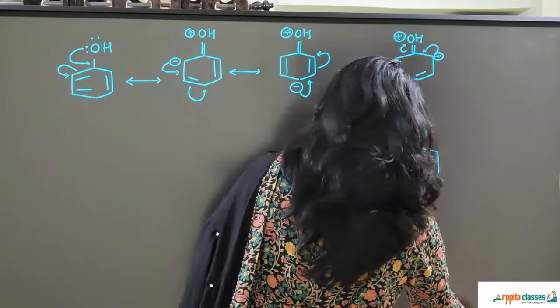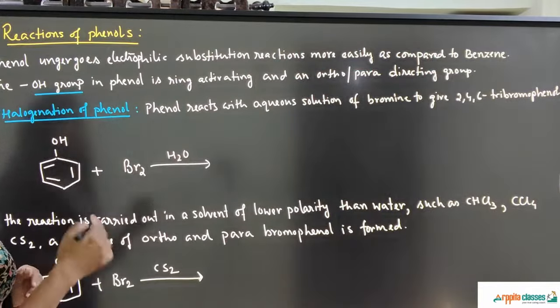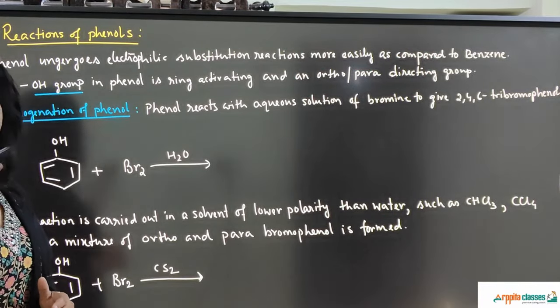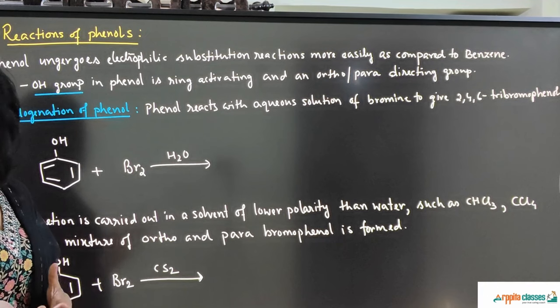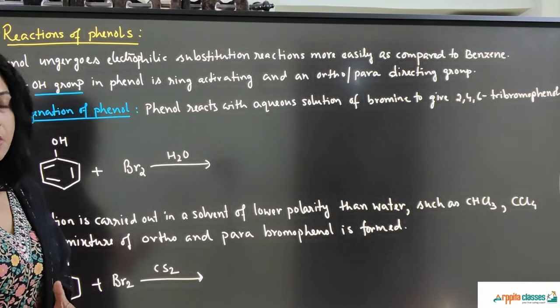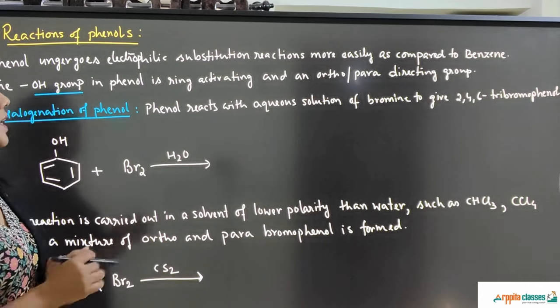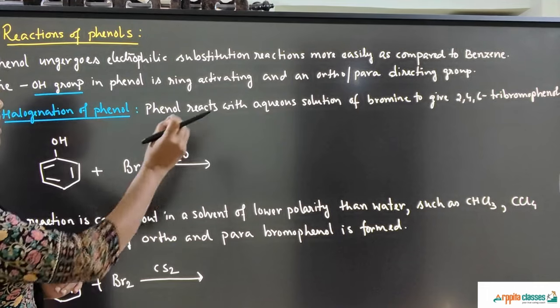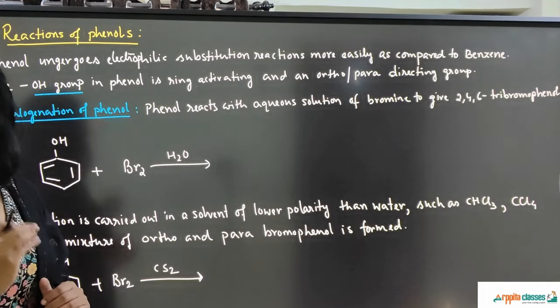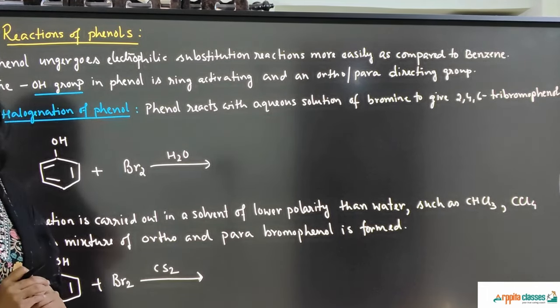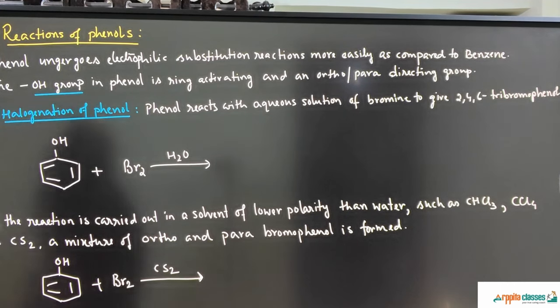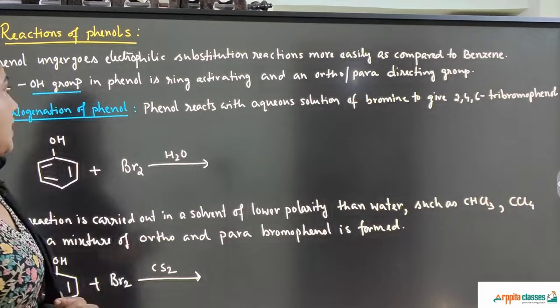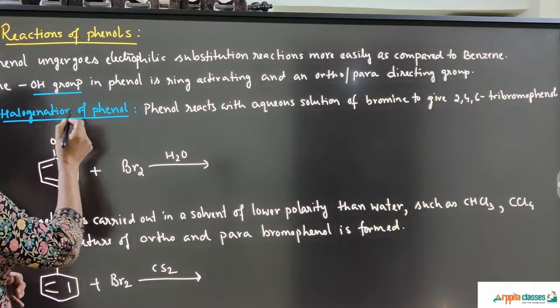Now let's get back to this one. So we understood why phenol is more prone, or more susceptible, towards electrophilic substitution reaction than benzene. That is because of the OH group, which activates the ring, and also the substitution takes place in the ortho and para positions. So the first electrophilic substitution reaction is halogenation.